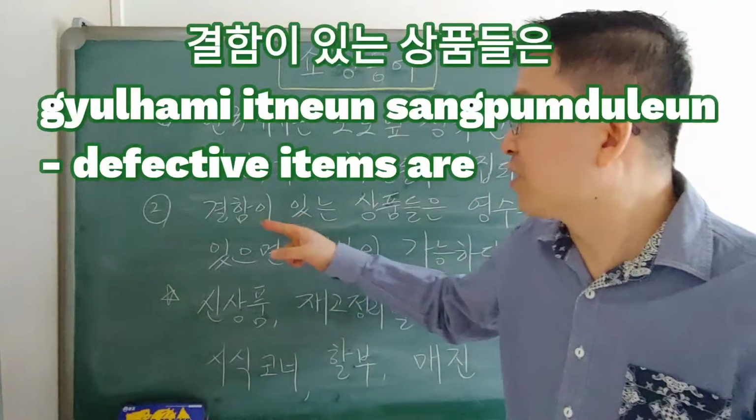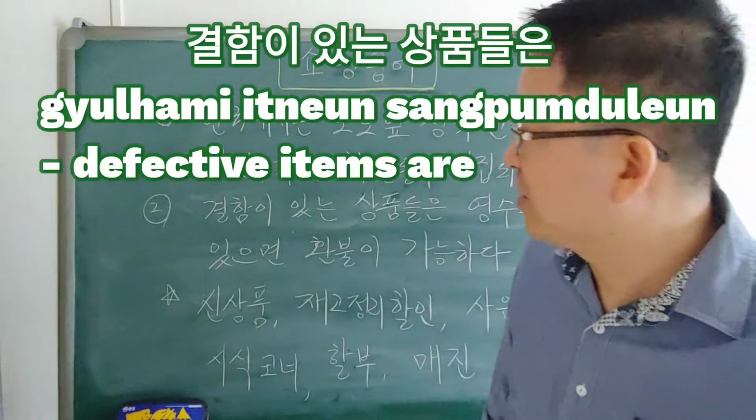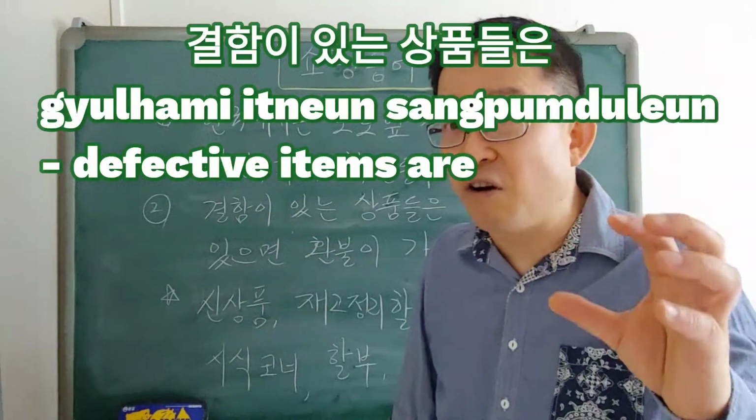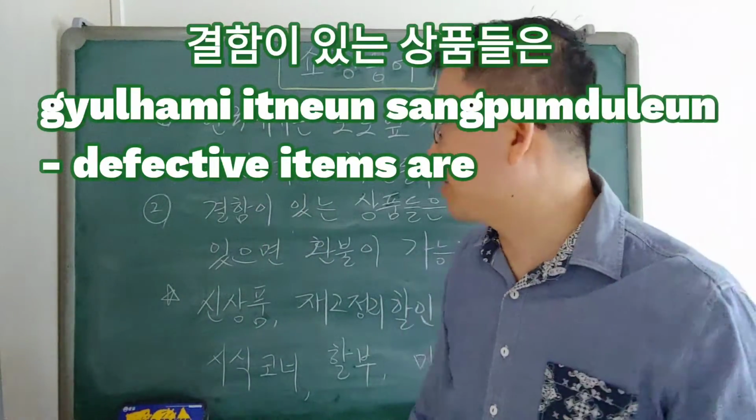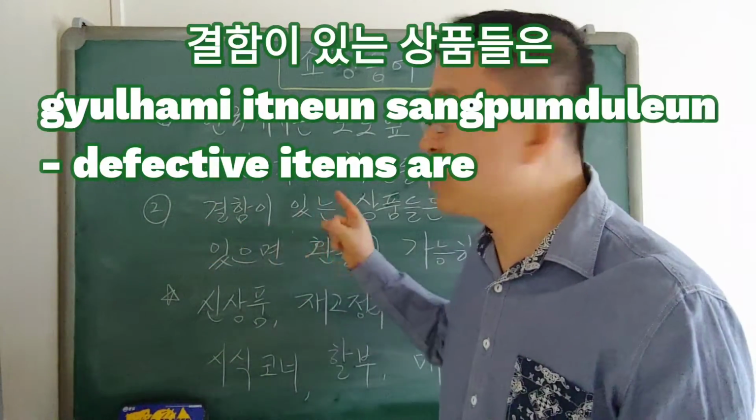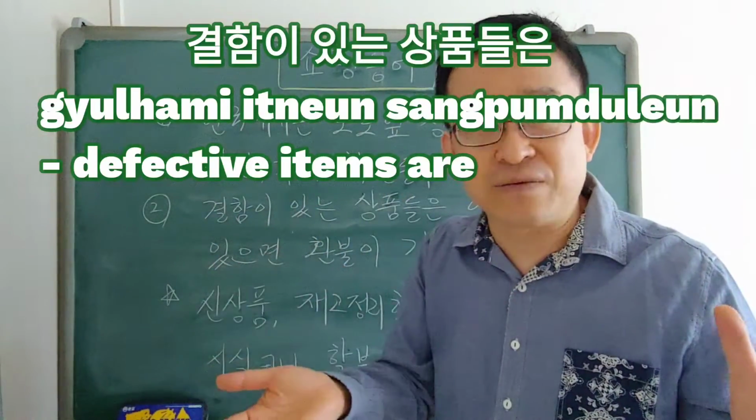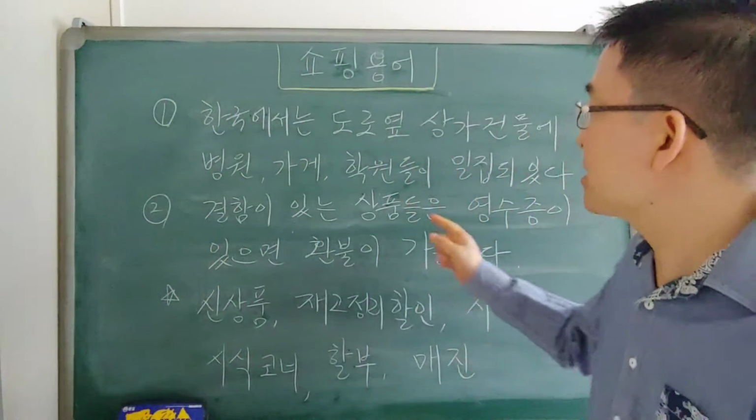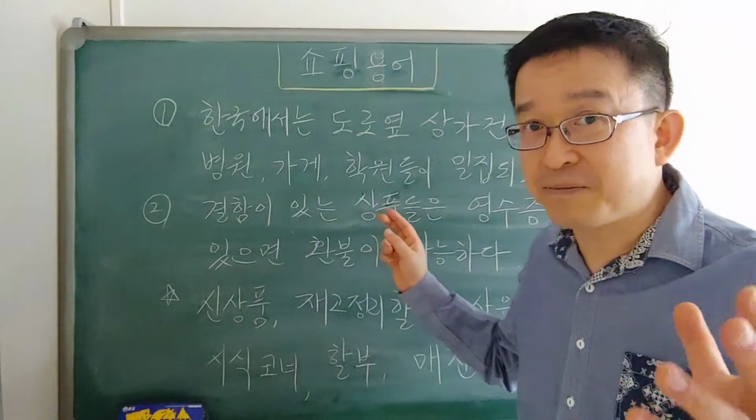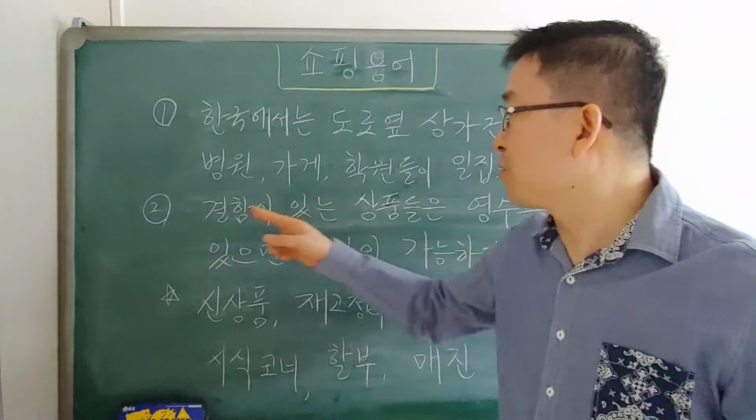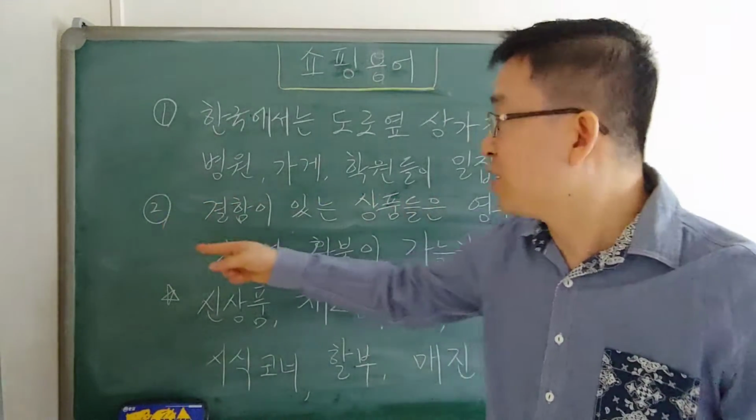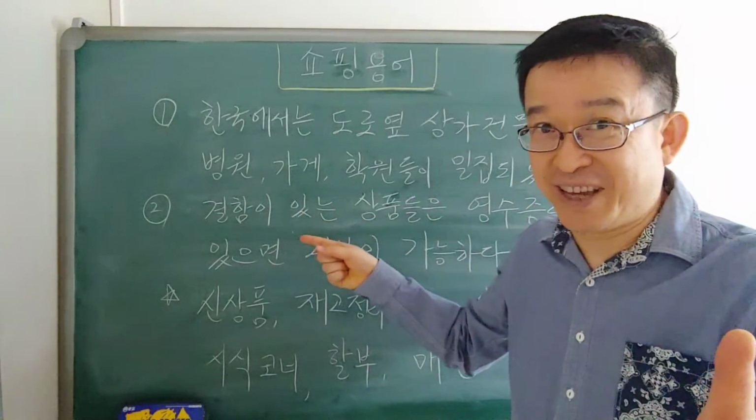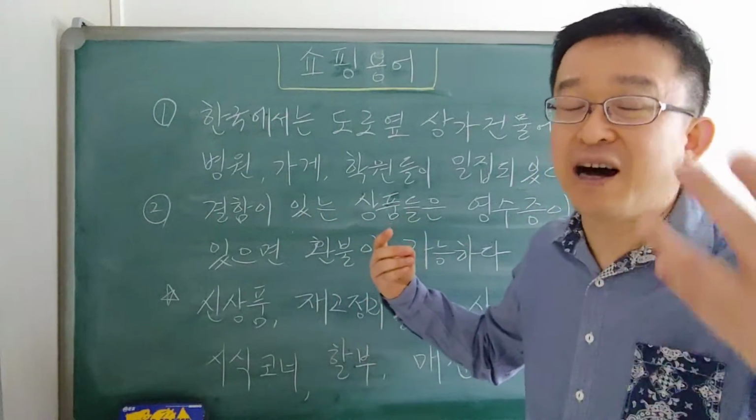결함이 있는. 결함 means defective. 결함 itself is a known word, meaning defect. And 결함이 있는 as a chunk is an adjective, meaning defective. 상품들은, 상품 is item or merchandise. So 결함이 있는 상품들은 means items that are defective.